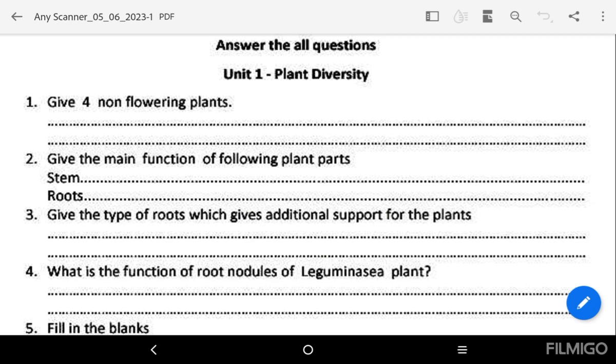Prop roots can be found in banyan trees. These prop roots arise from the branches of the plant and provide support for the branches. So for question number 3, the answer should be stilt roots and prop roots. Question number 4. What is the function of root nodules of leguminous plants?